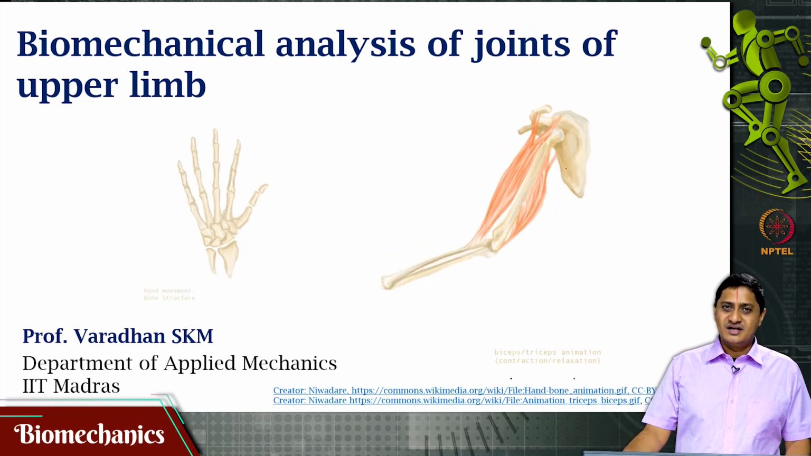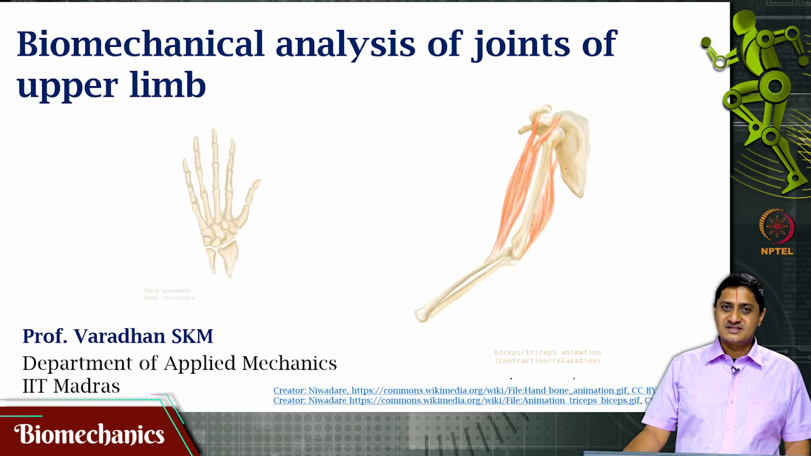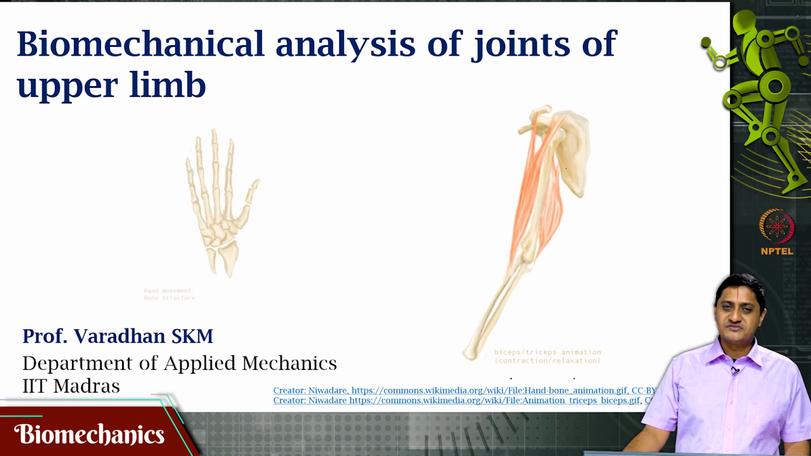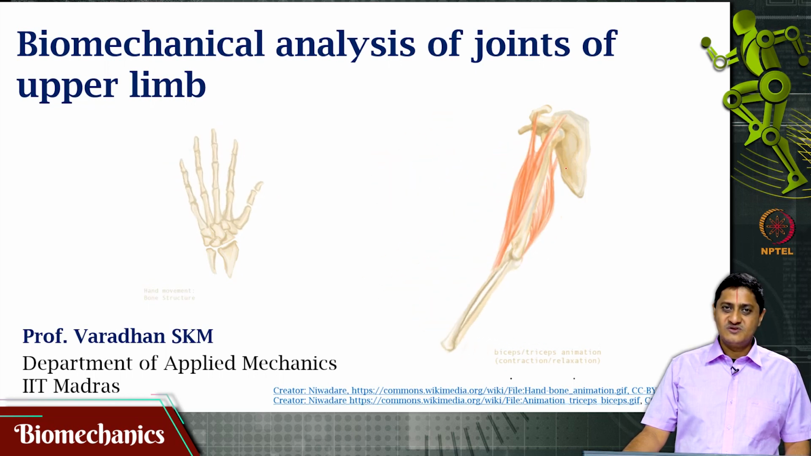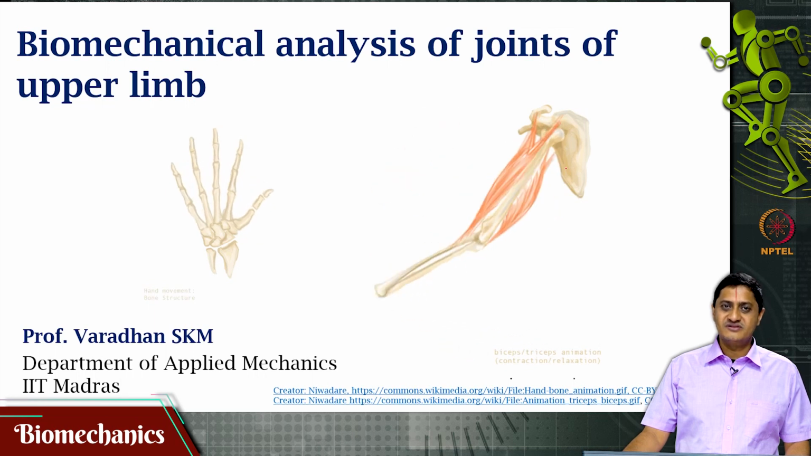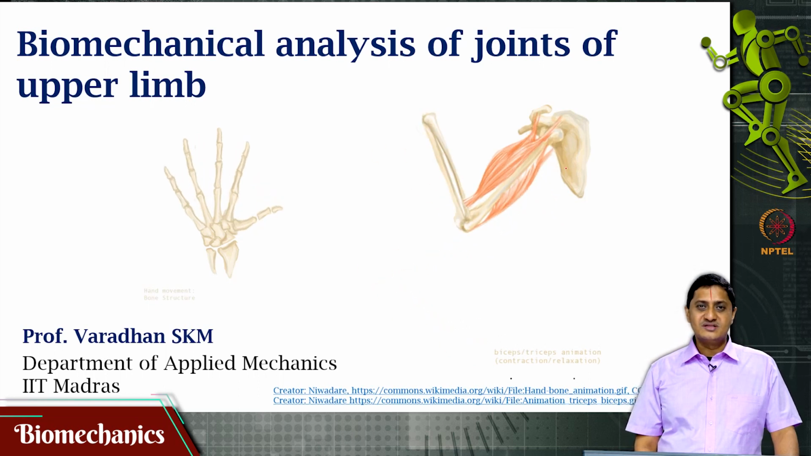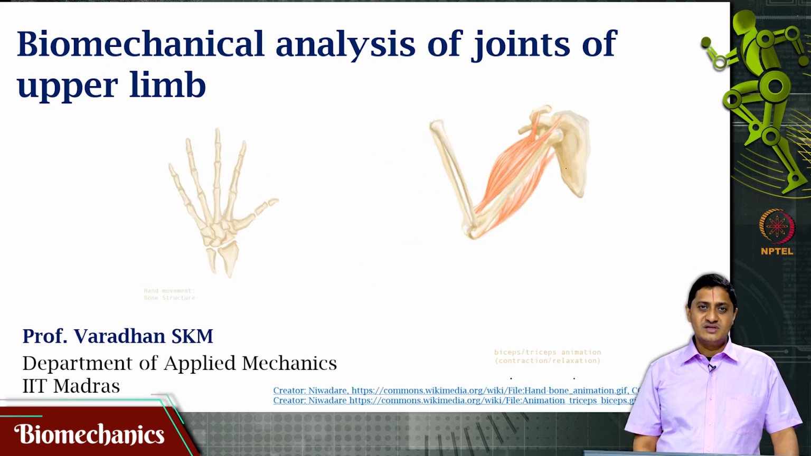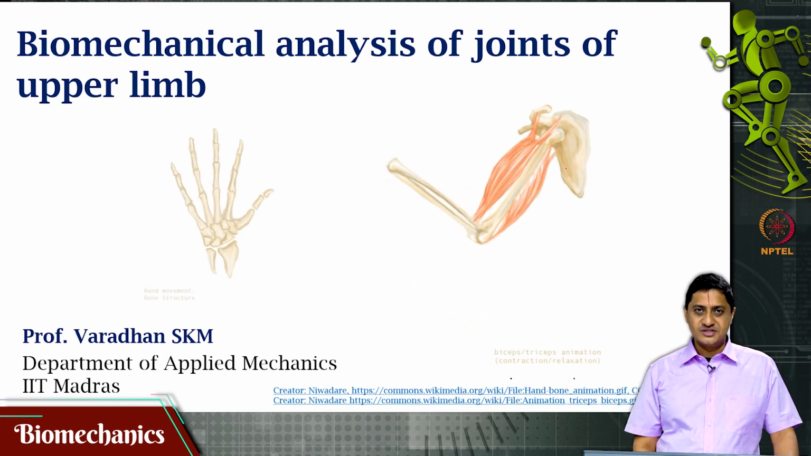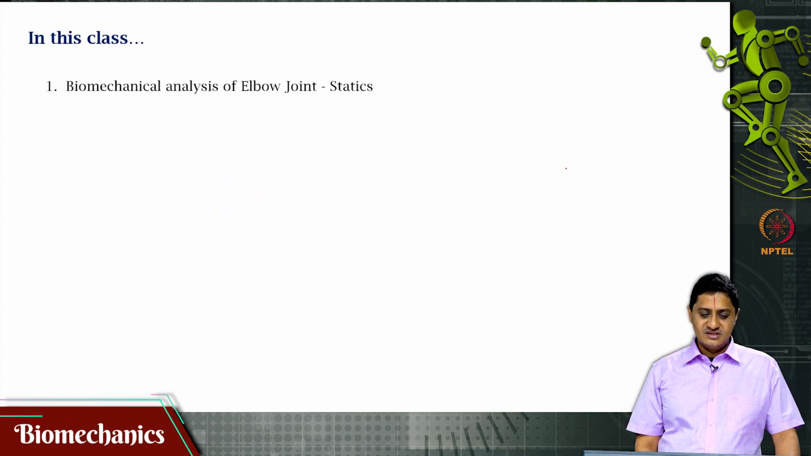Welcome to this video on biomechanics. We have been looking at biomechanical analysis of the joints of the upper limb, specifically the static analysis of the elbow joint. In the previous video, we saw one simple problem involving statics of the elbow joint. In this video, we will see one more problem involving elbow joint static equilibrium.